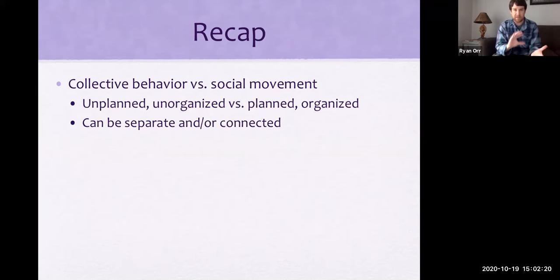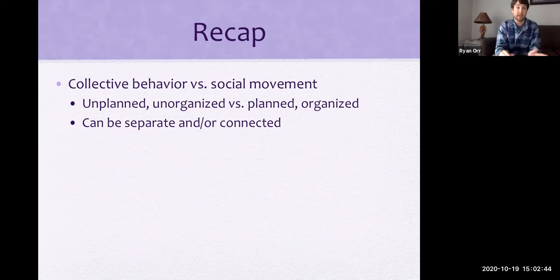I know there's not a lot of time put into the actual behavior. It's very spontaneous. That lends itself to being unplanned, unorganized. Whereas in terms of the social movement, there is time and consideration put into it. There are plans being made. There is organization within the movement itself. So that's how we can distinguish the two.